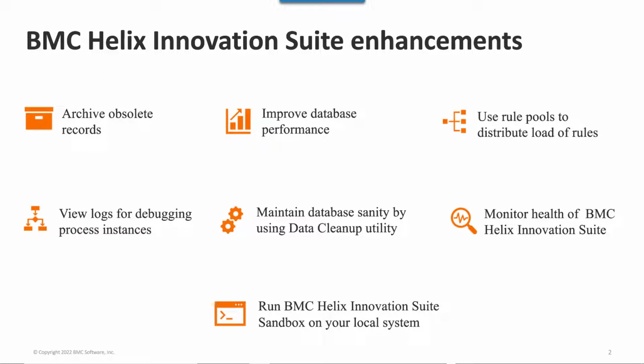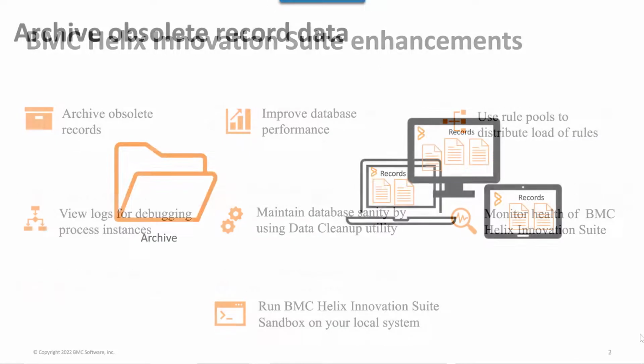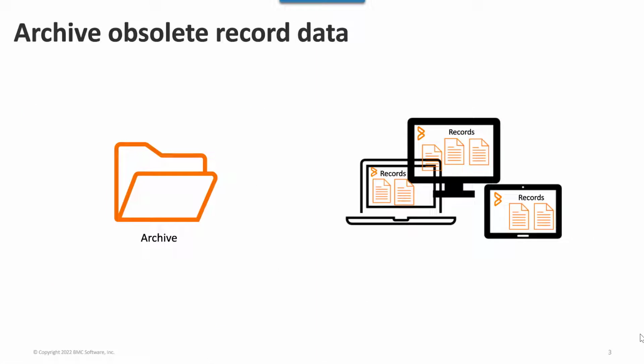Use BMC Helix Innovation Studio to periodically archive obsolete records. Archiving the records will reduce the database size and improve search results. After you archive the obsolete records, the application will now have fewer records to search for, thus improving the system performance.